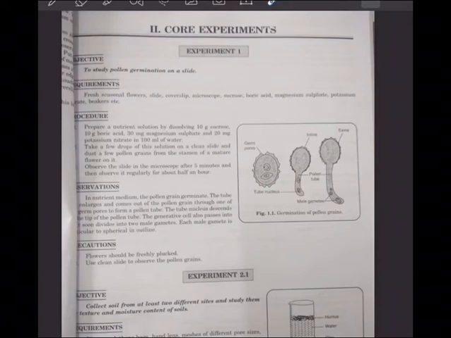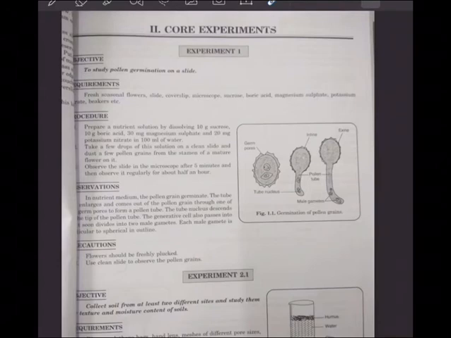Each male gamete is either spherical in outline, or sometimes a little bit disc-shaped, as you observe under the microscope. And of course, the entire pollen grain will have two layers, exine and intine.